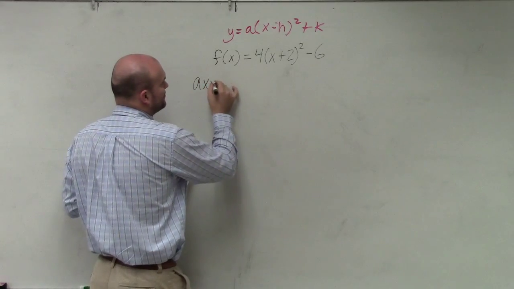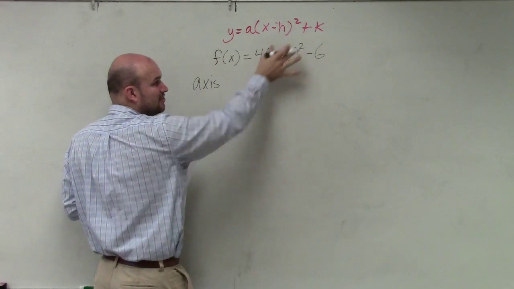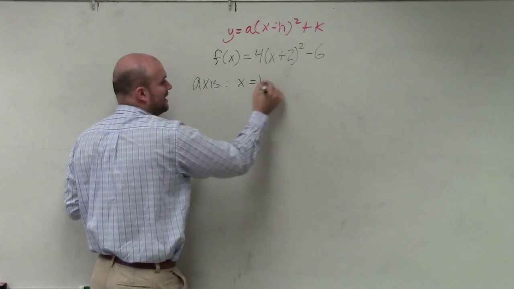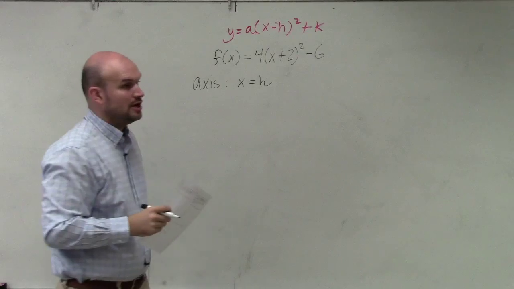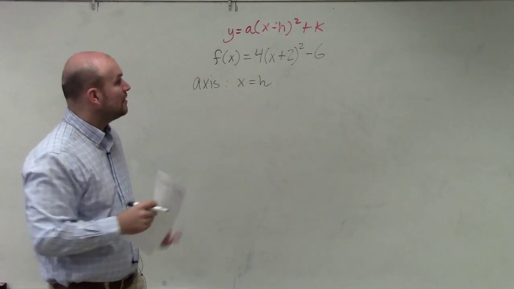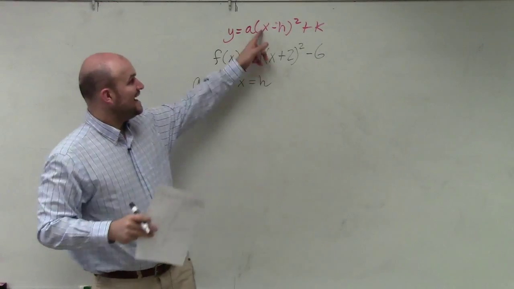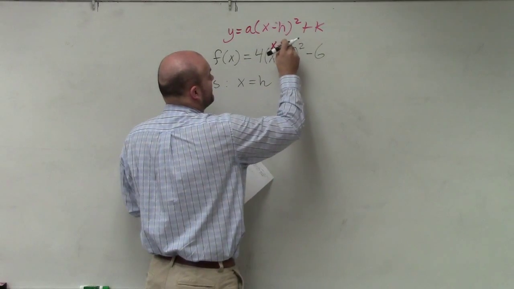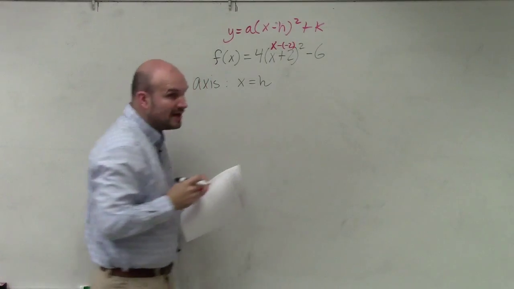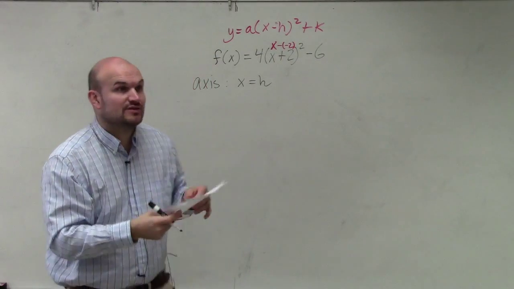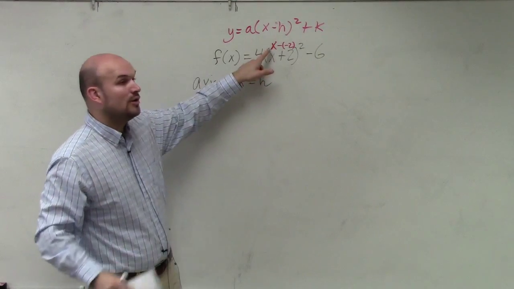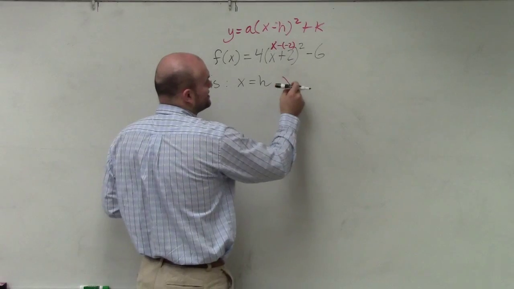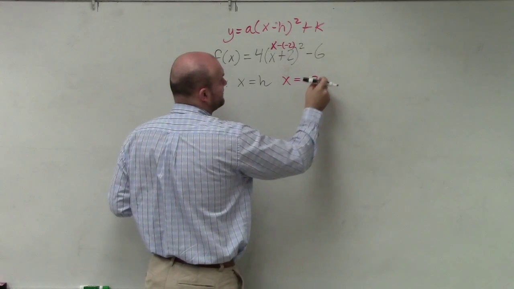So first thing, guys, remember, here is our general form in vertex form. Here's your equation. The axis of symmetry is simply x equals h. That's it. So all you need to do is determine what h is. Now remember, h, it's x opposite h. So in reality, this can be written as x minus a negative 2. Right? It's x opposite h. So we need to write it in form of subtraction. So x plus 2 is written as x minus negative 2. So therefore, my answer is x equals negative 2.